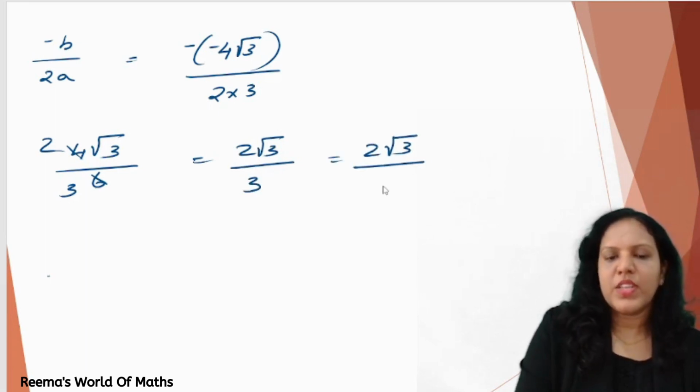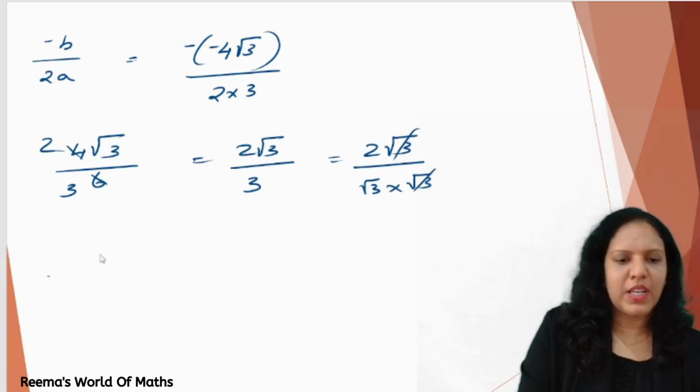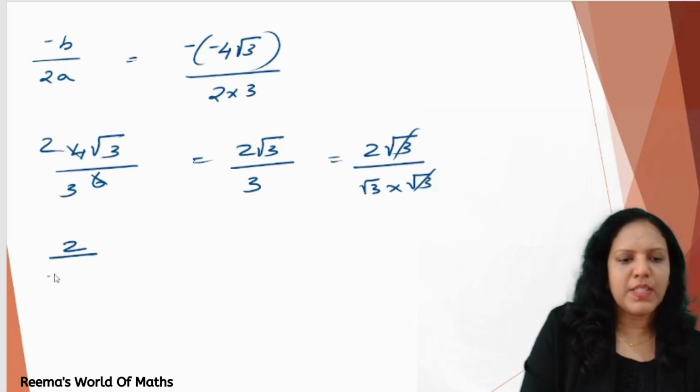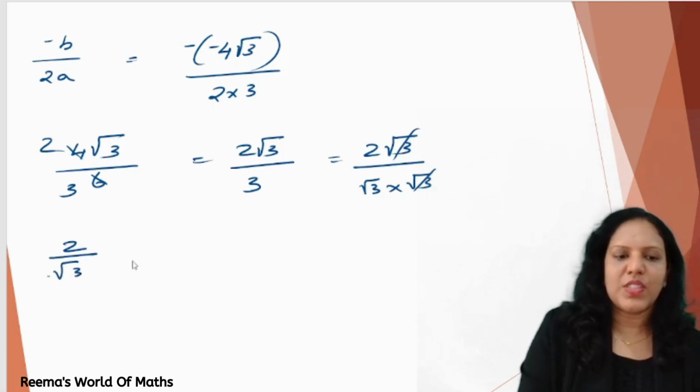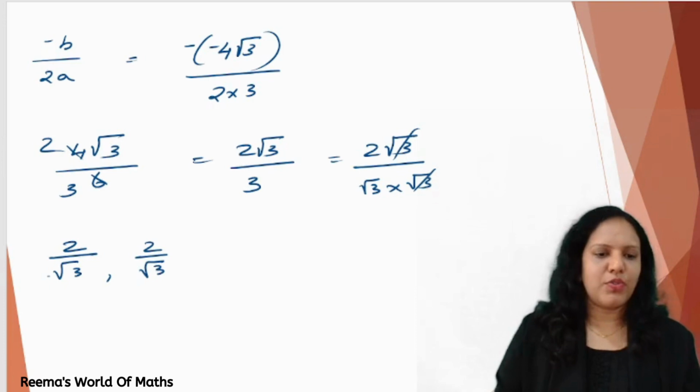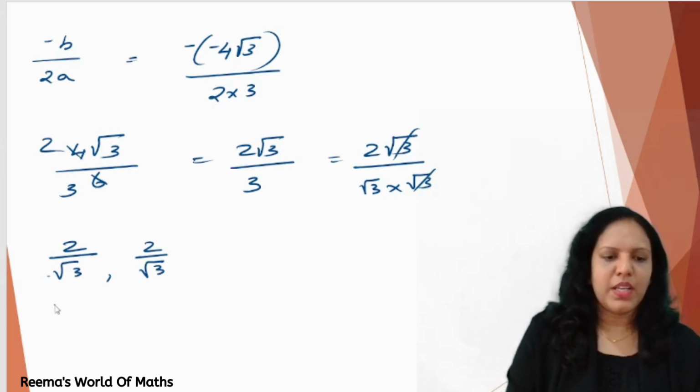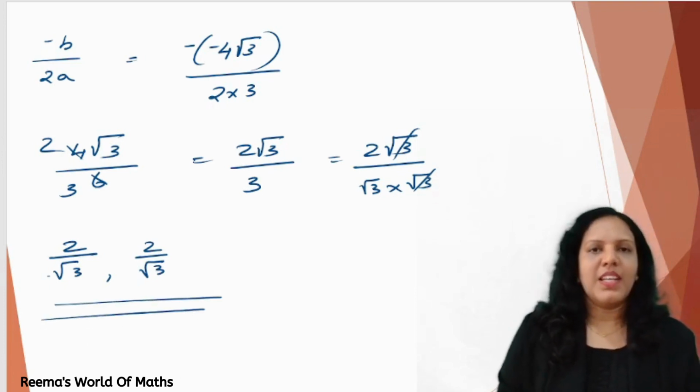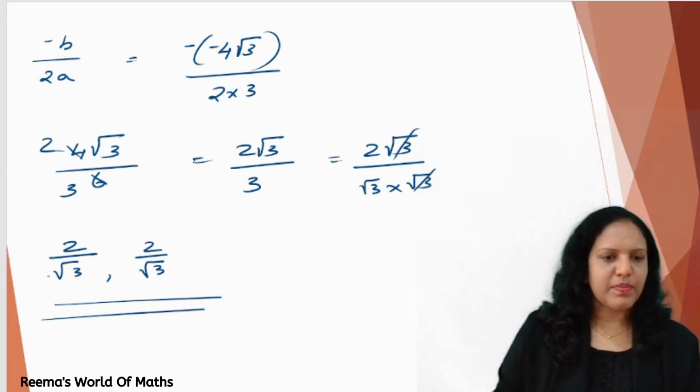3 can be expressed as square root of 3 multiplied by square root of 3. So one square root of 3 will be cancelled, and what is left is only 2 by square root of 3. So this equation has two identical roots, which are 2 divided by square root of 3 and 2 by square root of 3. These are the two equal roots. Let's see the next question.